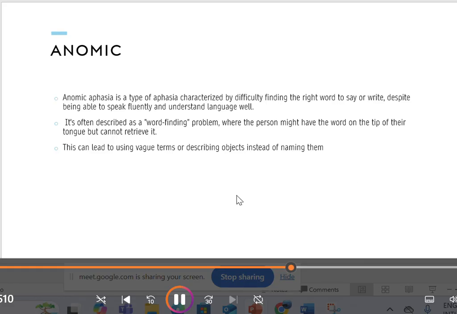It often describes a word-finding problem where the person might have the word on the tip of their tongue. Like, I know it, but I am not able to get that word. This is known as anomic aphasia. This can lead to using vague terms or describing the object, like circumlocution we have seen, describing the object instead of naming it.